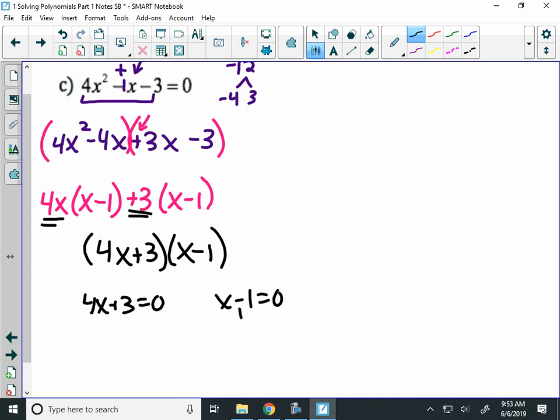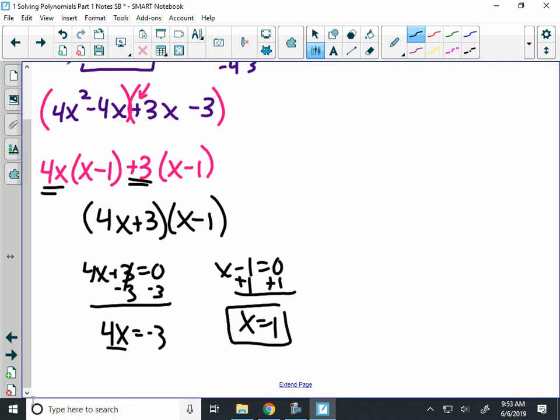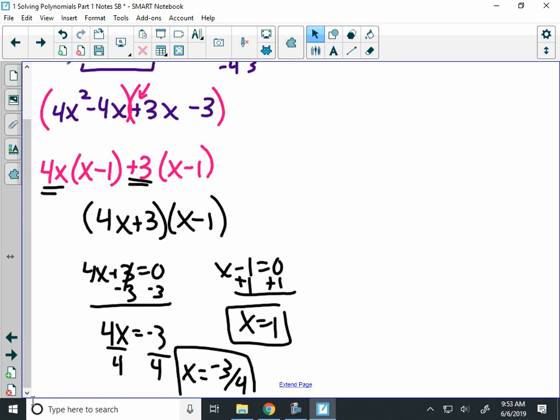The right one's short. I go ahead and add 1, and I get a root at positive 1. The next one here, I have to subtract 3 first. So I get 4x equals negative 3, and then divide by 4. So my root is going to be at negative 3 over 4. That should be a review. Going through that pretty quickly shouldn't be too bad because you've seen all of that before.